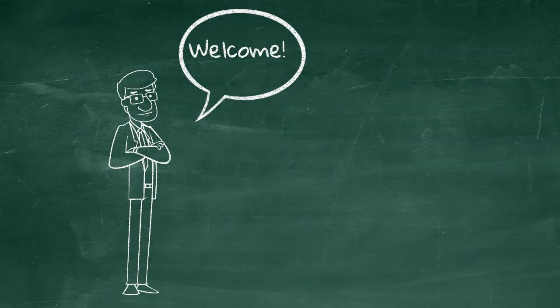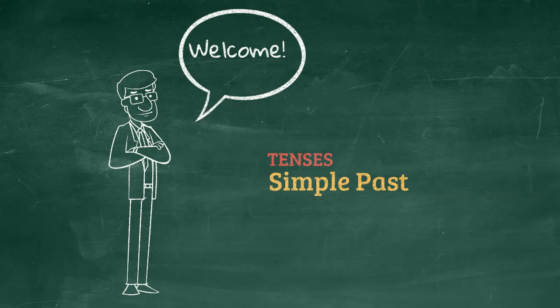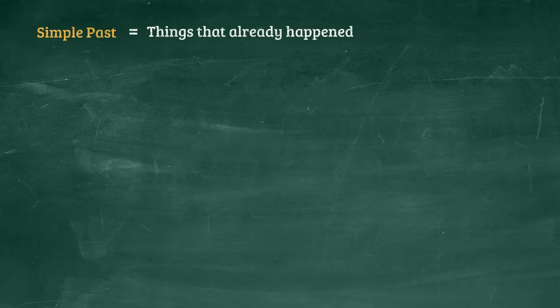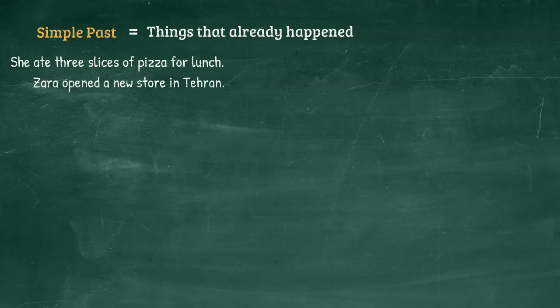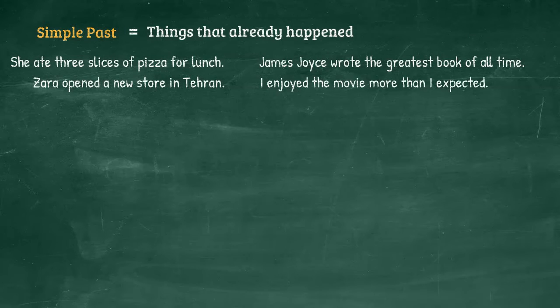In this video, we'll talk about the simple past tense. In the most basic form, the simple past describes things that already happened and that are no longer important to the present. For instance, she ate 3 slices of pizza for lunch. Zara opened a new store in Tehran. James Joyce wrote the greatest book of all time. I enjoyed the movie more than I expected. Each of these verbs, ate, opened, wrote, enjoyed, describe a situation that already happened.